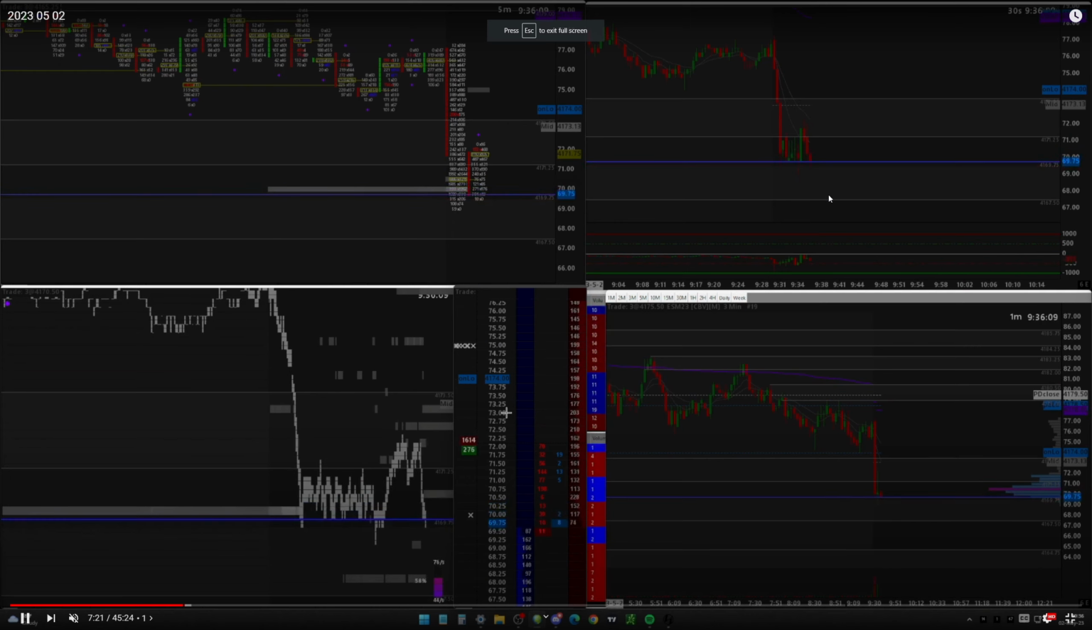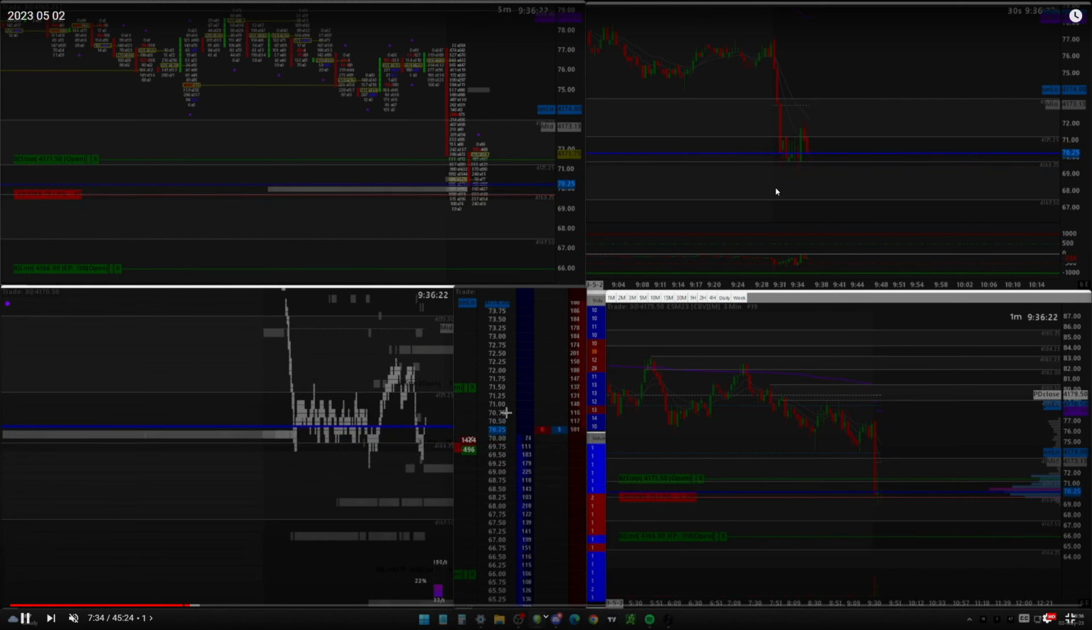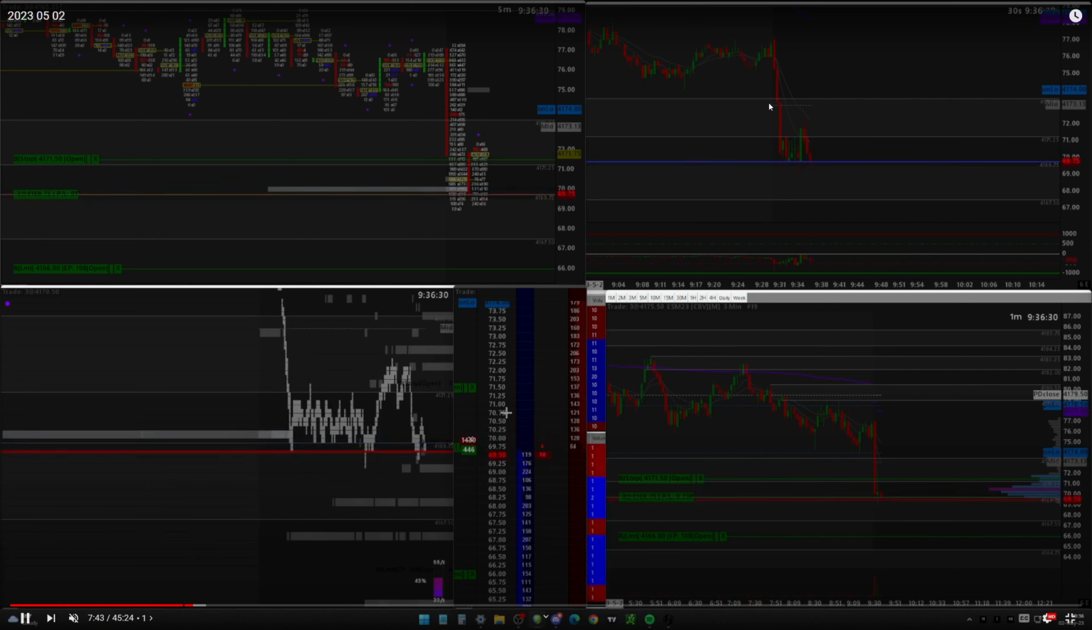Little 3-bar play, kinda. Nice H pattern. I like playing H patterns, but I like playing the continuation too. I love continuation plays, you know? 3-bar play, H pattern.